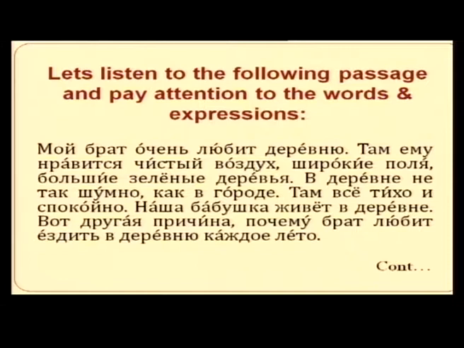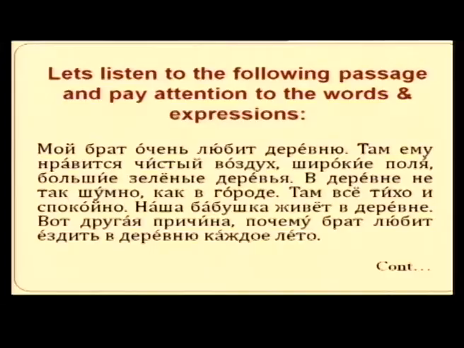Мой брат очень любит деревню. Там ему нравится чистый воздух, широкие поля, большие зеленые деревья. Here we are discussing that мой брат очень любит деревню. In Russian, as we have discussed, there is the usage of cases. In this particular case, we are using the accusative, or винительный падеж, where with the usage of verbs like любить, читать, etc., the question is asked, Что?